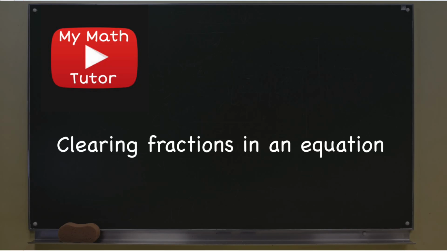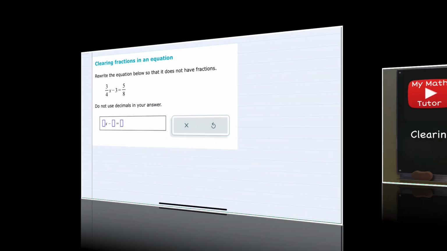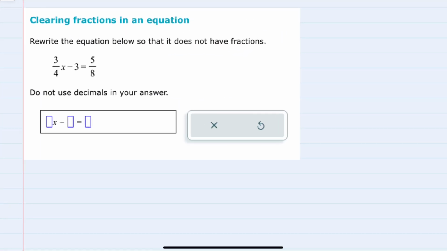In this video, I'll be helping you with the ALEKS problem type called clearing fractions in an equation. We're asked to rewrite this equation so that it does not have any fractions and not to use decimals. To do so, we can see our two fractions here, 3/4 on the left and 5/8 on the right. Those are the fractions that we will be clearing.